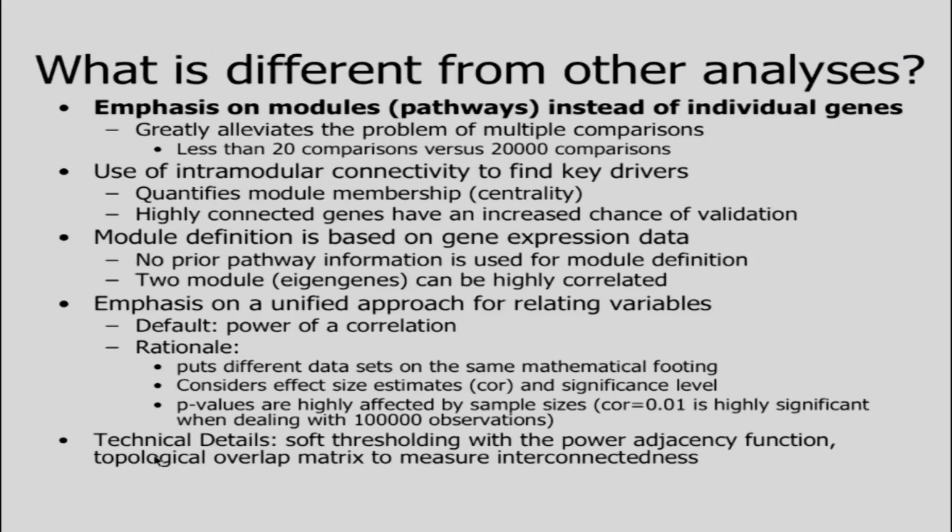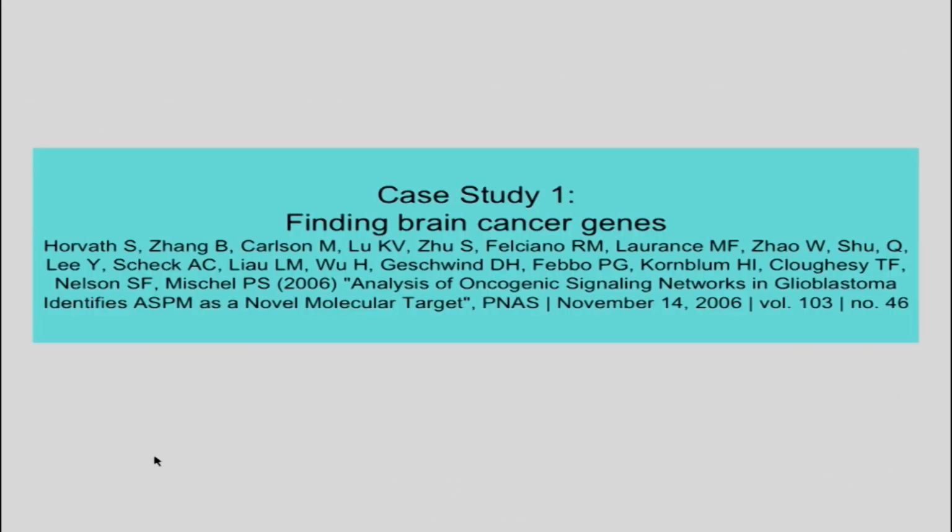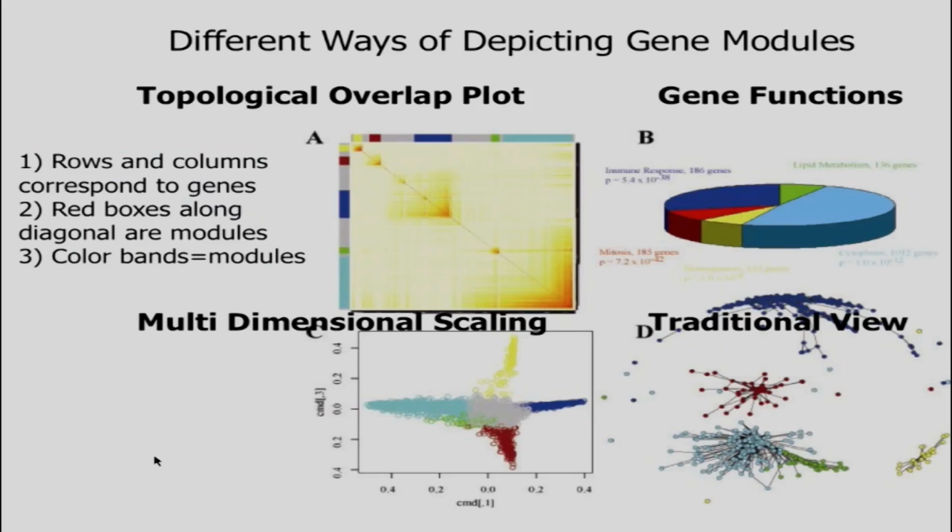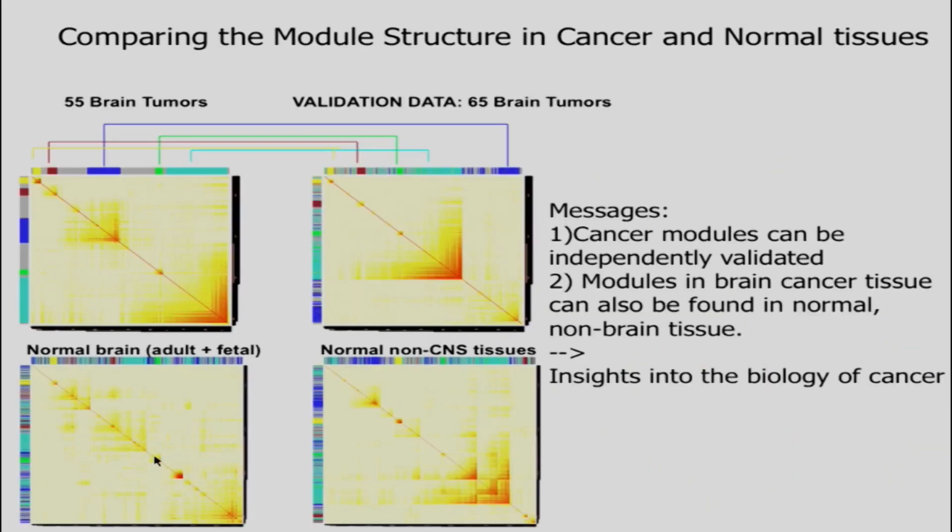Let me mention one example: brain cancer, finding genes that relate to brain cancer survival. Actually, all of these plots I showed you come from this study with Paul Michel, where we had brain cancer samples. We had two data sets. We had 55 brain tumor samples in the first set and 65 in the second set. And so we applied these algorithms and we found 5 modules.